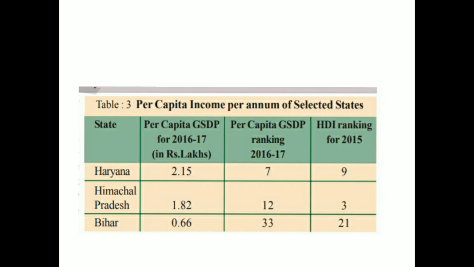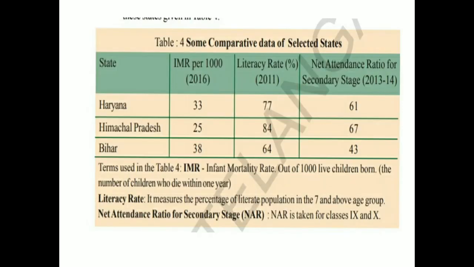Let us go to one more table. This is some comparative data of these selected states. IMR, infant mortality rate. What is infant mortality rate? Out of 1000 live children born, how many die within 1 year? So we compare the children who are alive and who are dead. That is called the infant mortality rate.